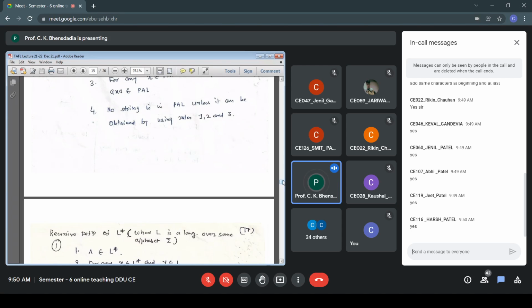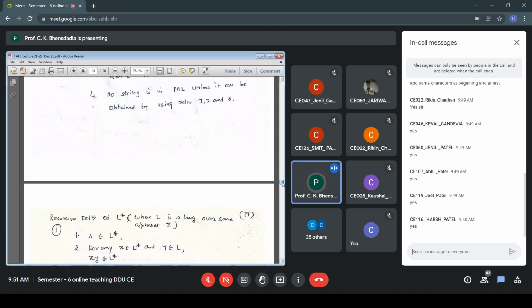Null belongs to L star. When star is applied, then automatically null belongs to that, because star means 0 or more applications, 0 or more occurrences. So null is the smallest element in L star. L is a language over sigma. When we say L star, it will include null. Null is not part of the input alphabet sigma. But when star is applied, as per the definition of the operation, it will include the string null. Null belongs to L star.